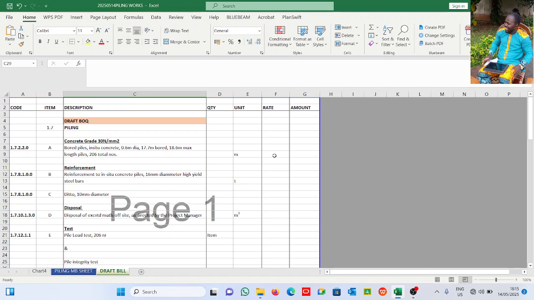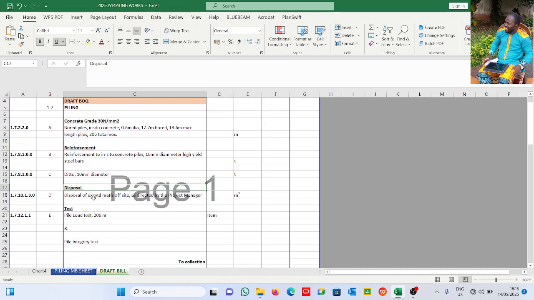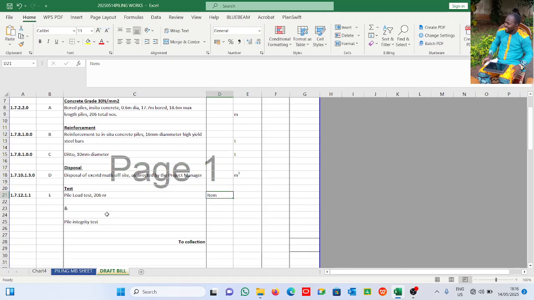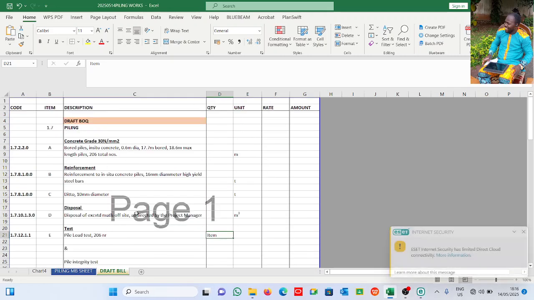You only have units. Now, of course, this is the concrete grade 30. I describe it. This is the CESMM 4R reference code. The reinforcement also is in tonnes, you see the unit there. Disposal is in cubic meters. Remember, the volume of a cylinder and the volume of a cone are in cubic meters, while testing is an item. So this is how you prepare a draft bill of quantity. No quantity, no rate, no amount.